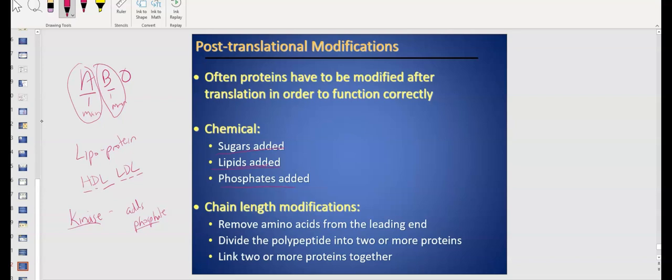That's a really fast response time, as opposed to having a signal and then having to turn on an RNA polymerase, make an RNA, modify it, send it outside of the cell, have the ribosome read it into the correct protein and have it fold into the correct shape. All of that's done. All you have to do is add a phosphate to it to make it active. So you can respond to your environment that way, just by adding or removing phosphates, sugars, or lipids. We can also modify the length of these chains by removing amino acids from the leading end, dividing them into two or more proteins, so we just cleave them, or we can link them together, and that would be a quaternary structure. So all those modifications can occur.